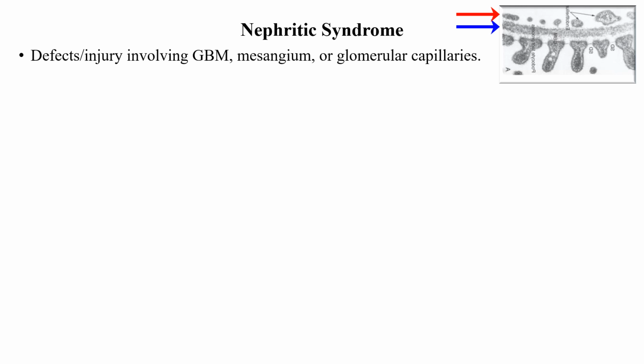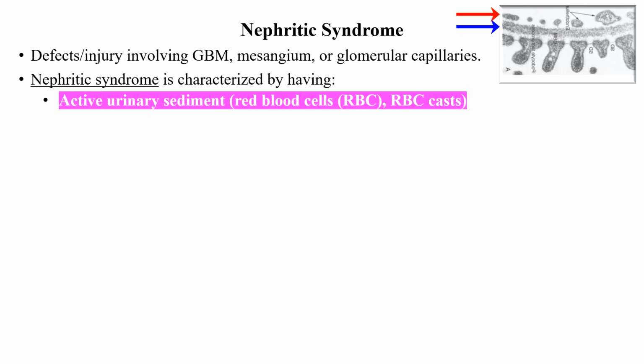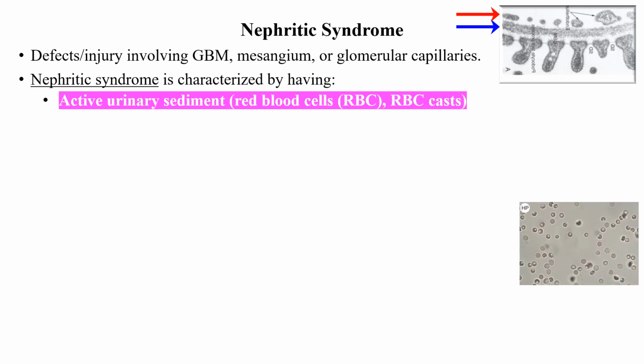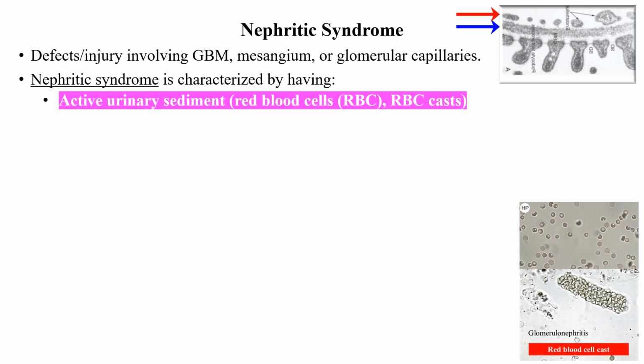Defects or injury involving glomerular capillaries, glomerular basement membrane, or mesangium can give rise to nephritic syndrome. Nephritic syndrome is characterized by having an active urinary sediment. That is, red blood cells can be seen in the urine analysis. In very active disease, a large number of red blood cells can be excreted into the urine in the form of tubular casts, referred to as red blood cell casts. Some patients may have accompanying hypertension.